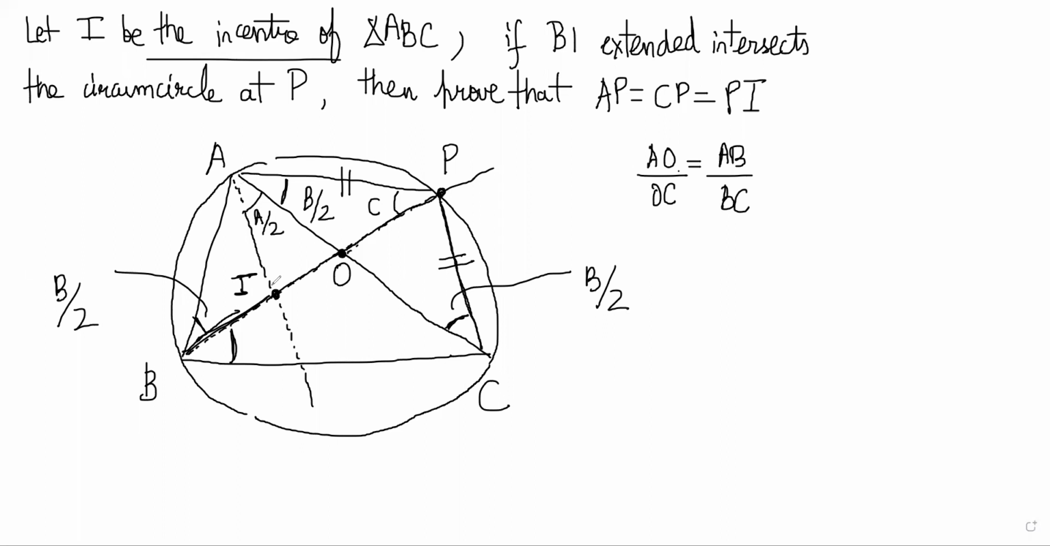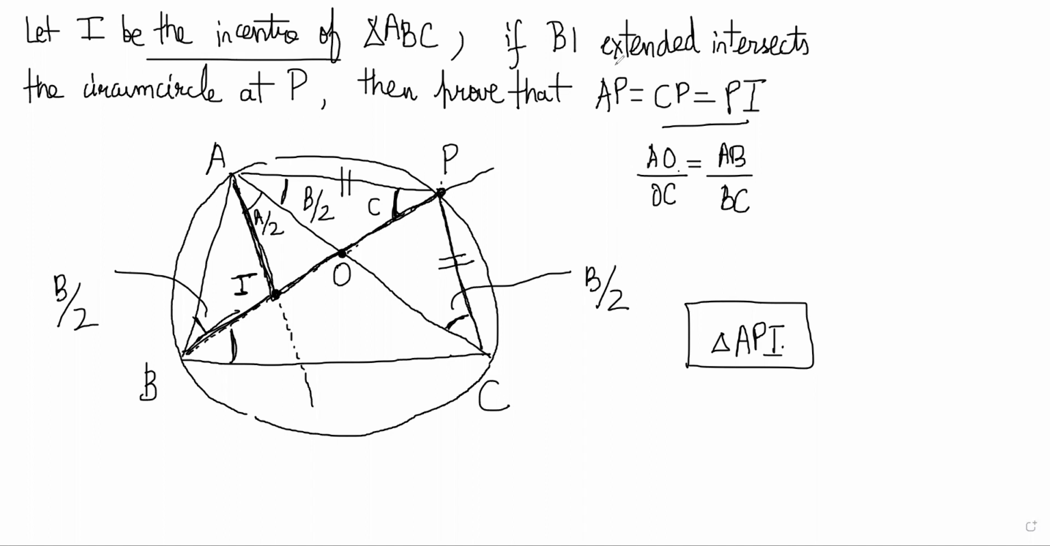PAI is equal to... if you want to prove CP and PI, you should look at some triangle which has CP and PI, right? Yes, I was thinking to do that. CP and then PI. Or yeah, AP and then PI. Look at this triangle: 180 minus (A plus B) by 2 will be C by 2. And just look at triangle API, right? We have found that this angle is C by 2, right?